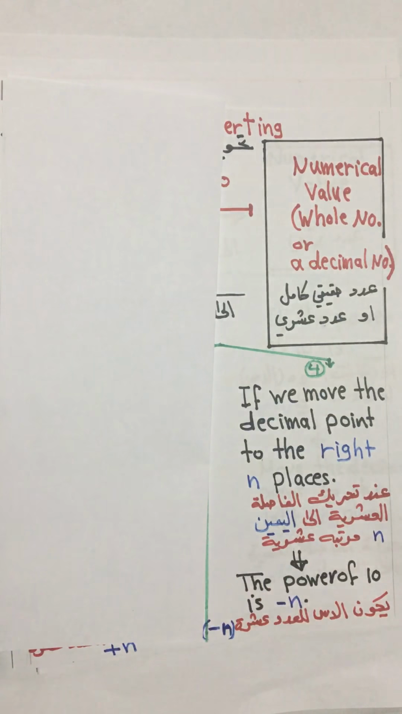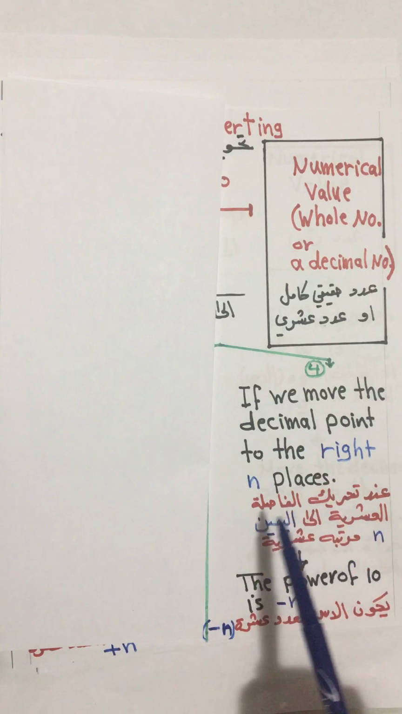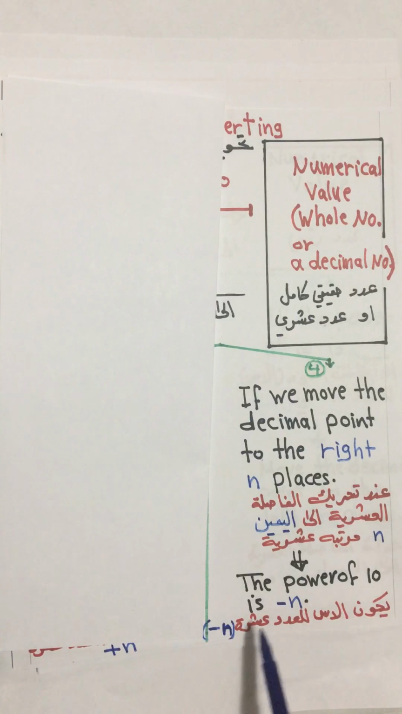If we move the decimal point to the right n places, the power of 10 is negative n.